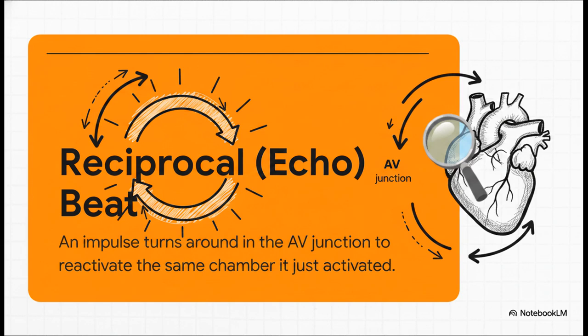Now, a more precise term is actually a reciprocating beat. This happens when an impulse travels down one pathway of the AV junction, and then, because of the presence of dual pathways, it can turn around and go back up the other one to reactivate the very chamber it just left. It's like an electrical echo.